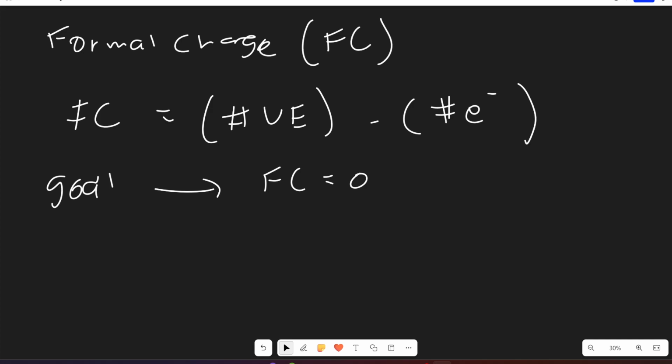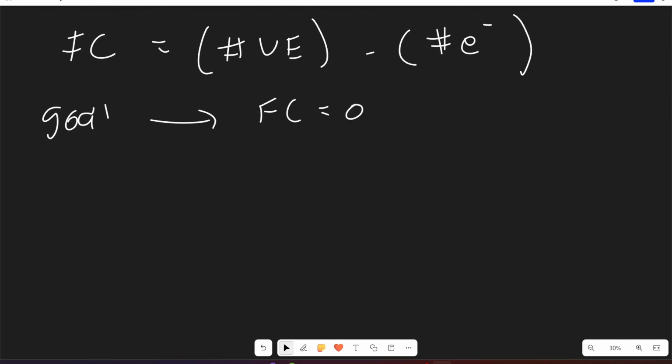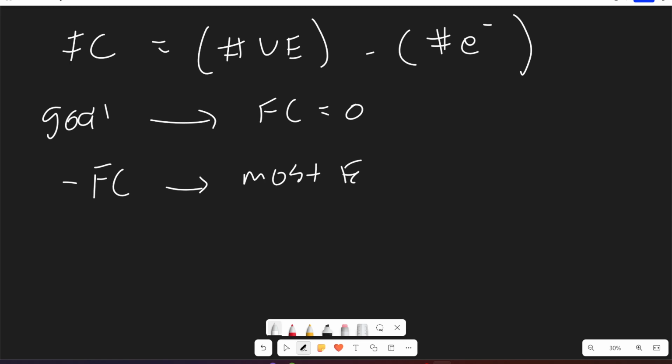And then just to make sure you're doing this right, one rule to keep in mind is that a negative formal charge has to be on the most electronegative atom in your Lewis structure. So just to make sure you're using this properly, that's something you should keep in mind. So let's just look at an example.